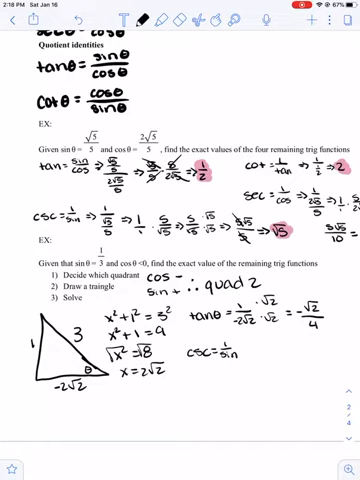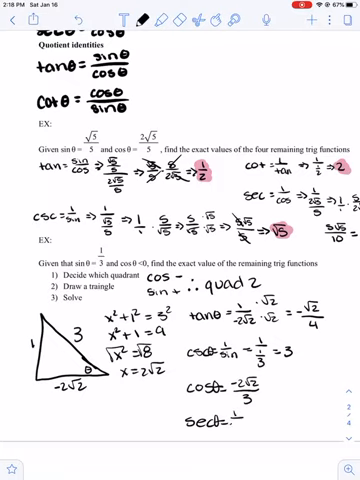So 1 over sine would be 1 over 1/3. If we multiply it by the reciprocal, we get that cosecant equals 3. Now to find cosine. Cosine is adjacent over hypotenuse. So the adjacent is negative 2 root 2, and then the hypotenuse is 3. We're going to use that to find the secant of theta. These all should have a theta.